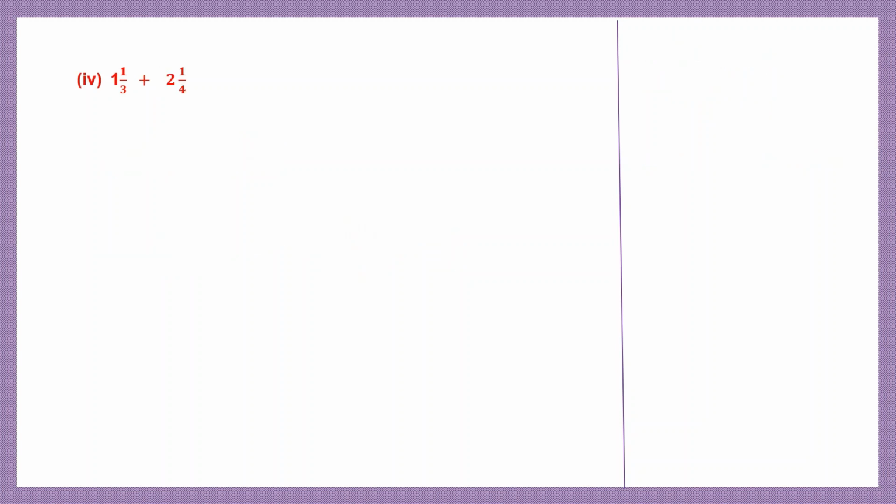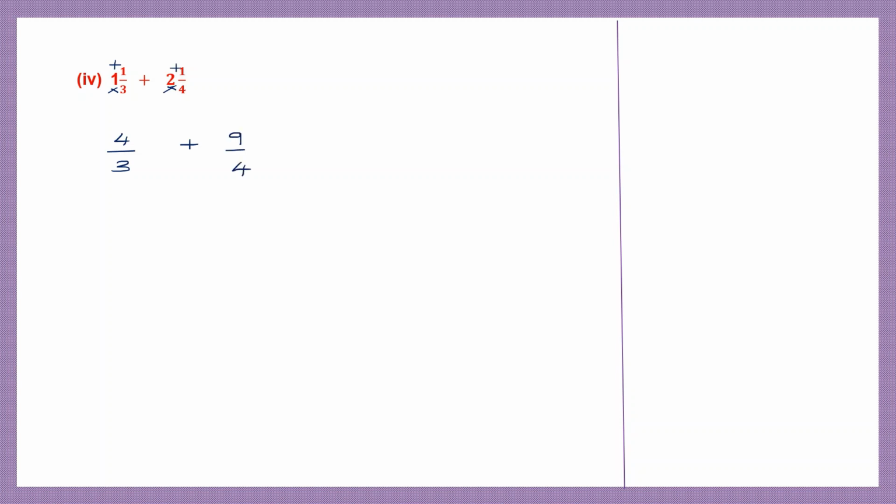Question 4. 1 1 by 3 plus 2 1 by 4. So we have mixed fractions here. Let's convert them to improper fractions. So how do we do that? We multiply here first. 3 ones are 3 plus 1, 4. So what do we get here? 4 by 3 plus, convert this, 4 twos are 8 plus 1, 9. We get 9 by 4.